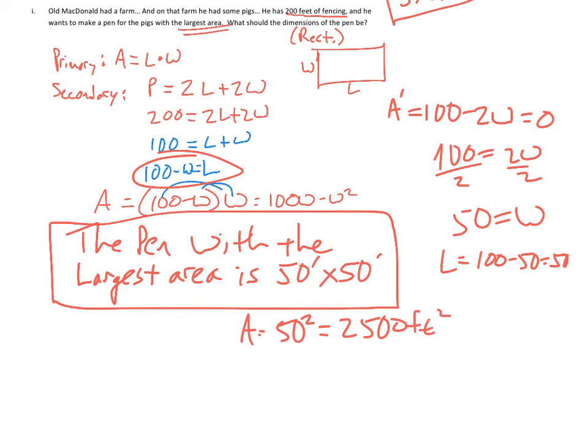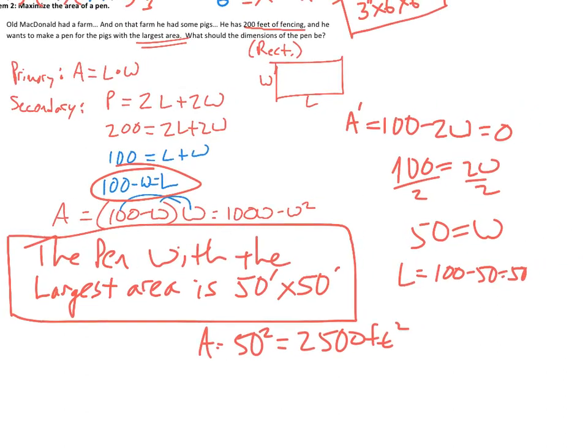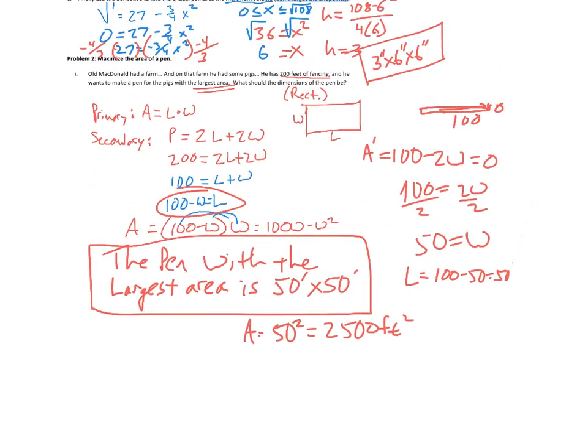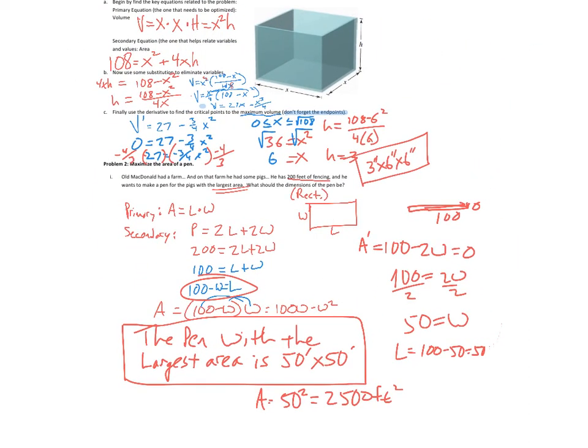Now we should check the bounds here, all right? We could have a super skinny rectangle. We've got 200 feet of fencing, so we could have 0 by 100, right? Or 100 by 0. So, well, what would the area be? That'd be no area, all right? So we should stop and think about that in this problem. Those don't make sense, but okay. So the largest area would be a 50 by 50.